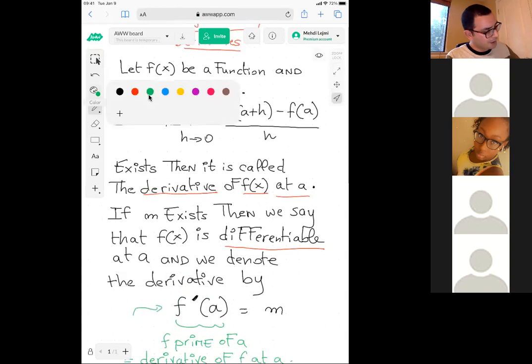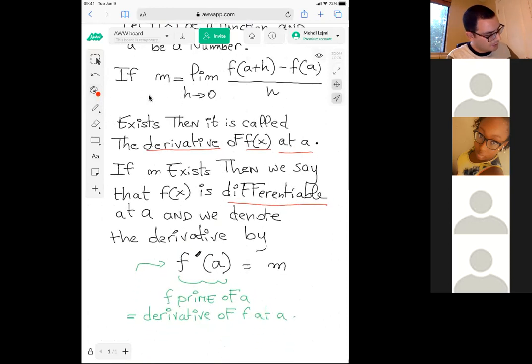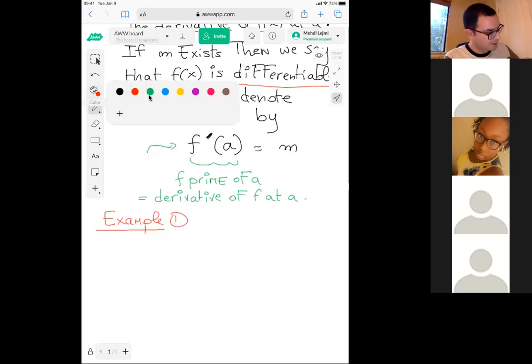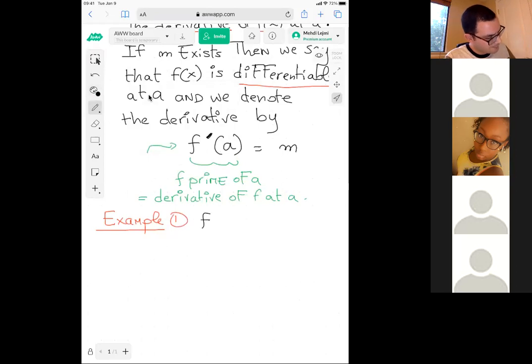So, for example, here's an example. I think I did this example yesterday. Example one. Let's start with some very simple function. Let's say f of x is equal to 2x minus 1. So my function f is 2x minus 1, and let's say a is 1.